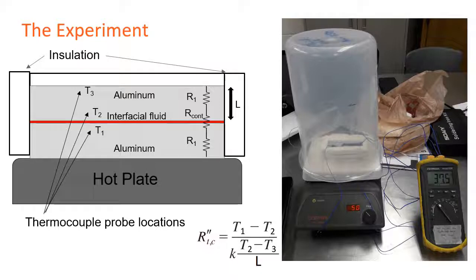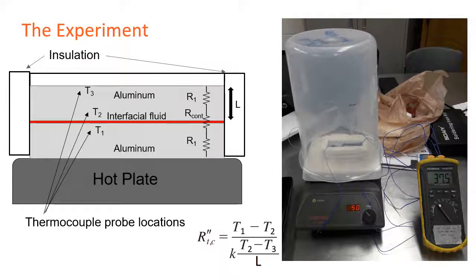For our experiment, we placed two identical aluminum blocks, one on top of the other, on a hot plate with a consistent temperature. We insulated the sides of the aluminum blocks, but not the top, and allowed the system to reach steady state so our heat flux would be consistent as energy traveled from the plate through the aluminum. 3 thermocouple probes were strategically placed to measure the temperature of the bottom block right before the interfacial fluid and the top block right after the interfacial fluid. The third probe was placed on the top surface of the top block to measure the change in temperature.